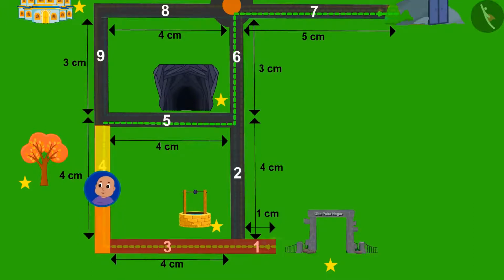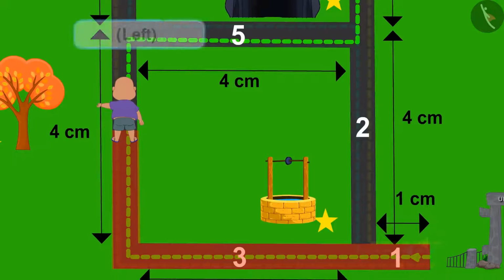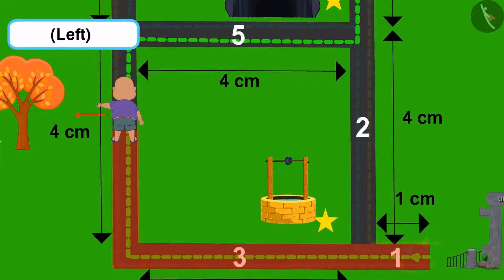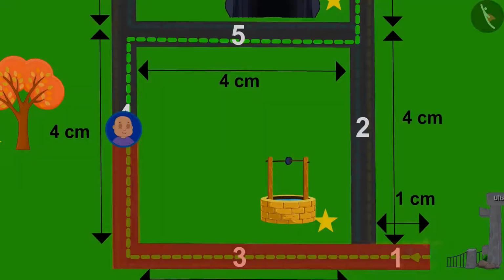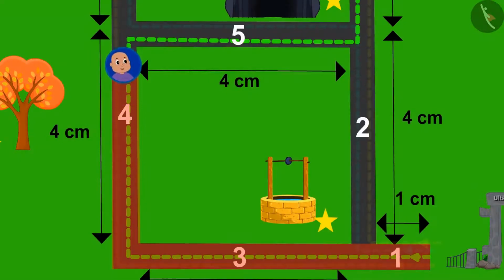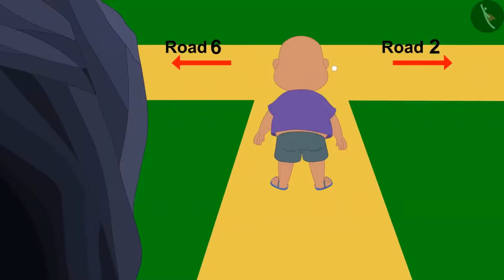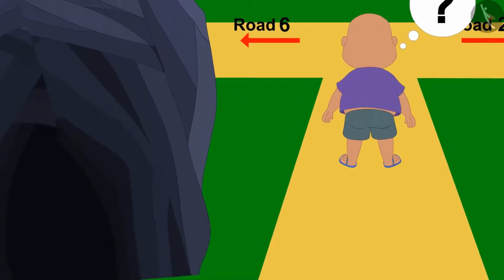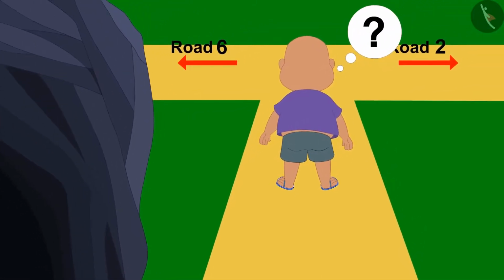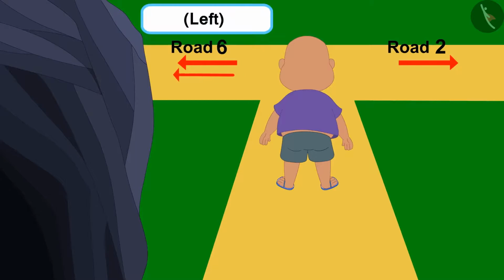If Bablu is on road number 4, then which side is the magical tree? The magical tree is on the left-hand side of Bablu, which means it would be on the left. Bablu crossed road number 4 in fear and also walked on road number 5 and has come to an end of it. Now Bablu is thinking which way he has to turn. Can you tell us which direction Bablu has to turn from the unique cave to road number 6? Absolutely right. Towards left.